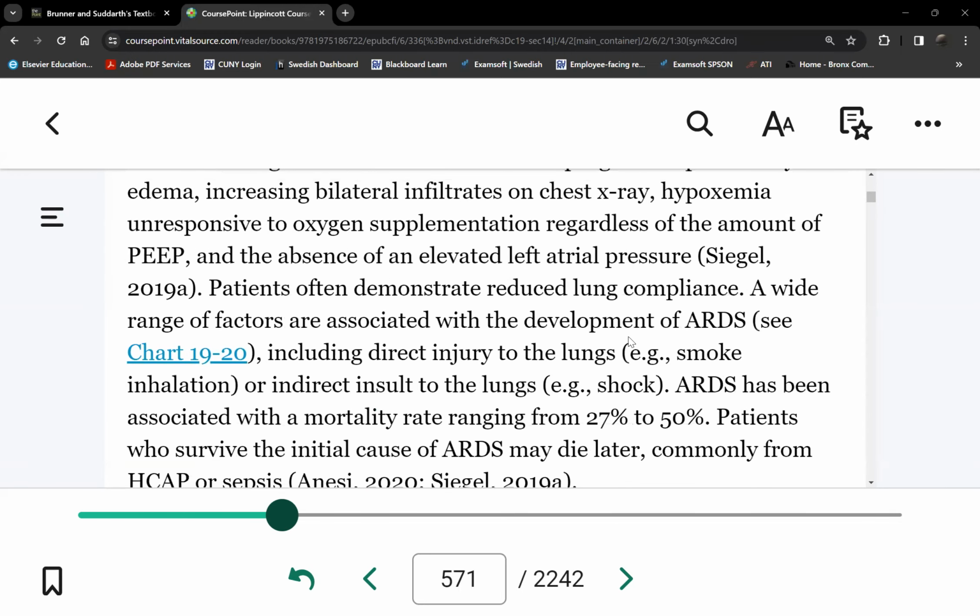So how will mechanical ventilation help? Remember, the fluids came from the capillaries, correct? So let's say this is my alveolus. It's wrapped by a capillary, correct? That's where gas exchange will occur. And each one of those capillaries is leaking fluid. That's why it enters the alveoli, the air sac.